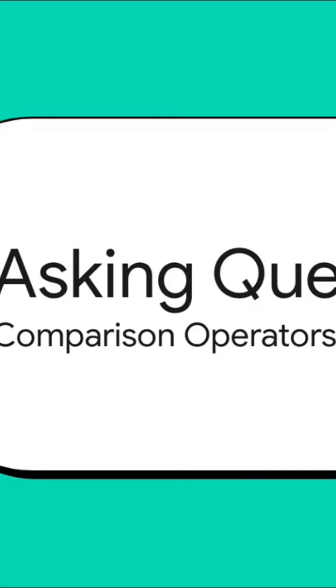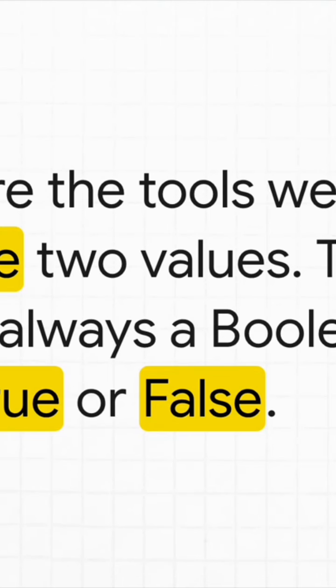Okay, so we've got our two possible answers, right? True and False. But how do we actually ask the questions that get us those answers? Well, for that, we need a special set of tools. These tools are called comparison operators, and their job is simple. You give them two values, and they compare them. That's it. And the result of that comparison is always a Boolean value, either True or False.